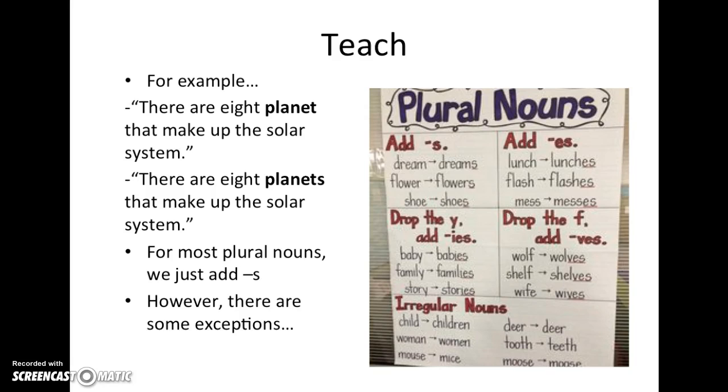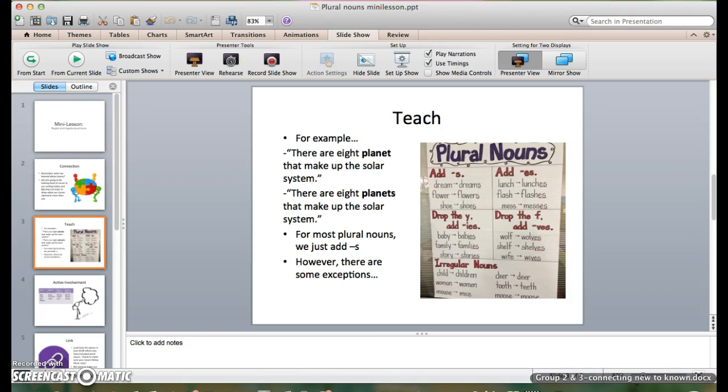So if you look over on the chart, there are some rules for plural nouns. So for most plural nouns, you just add s, like with the word planet. I added an s to make planets to make it represent more than one. But in some cases, we add es, and I'm going to go through a few of those rules with you.